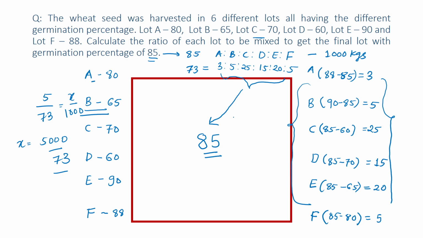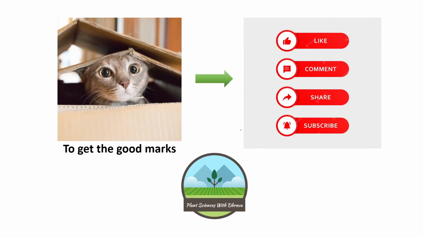I hope you have understood this concept of how to calculate the different amount of seed lots to be mixed to get the desired seed lot with desired germination percentage. So this is all about the Pearson square method for seed blending.